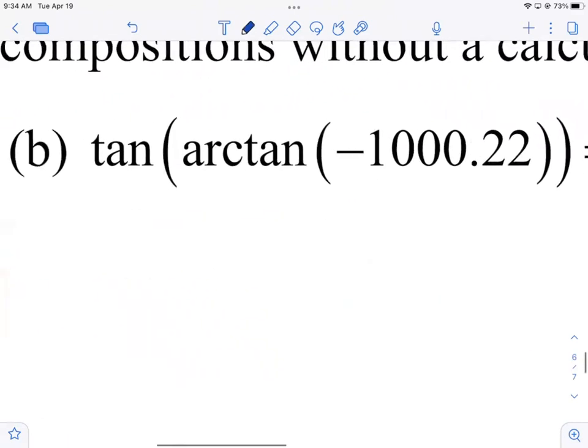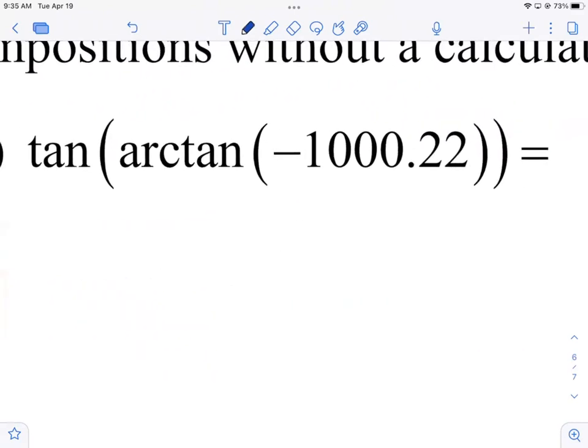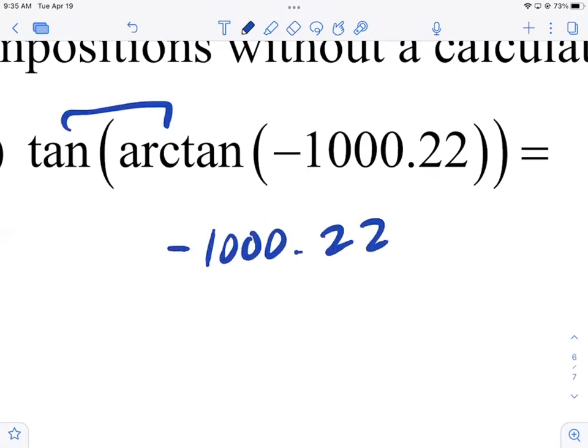All right, letter B. Tangent of arctangent of negative 1000.22. Is negative 1000.22 an angle or a ratio? It's a ratio. Is it a legal tangent ratio? Yes. So will they undo each other? Yes. Always for tangent and inverse tangent.